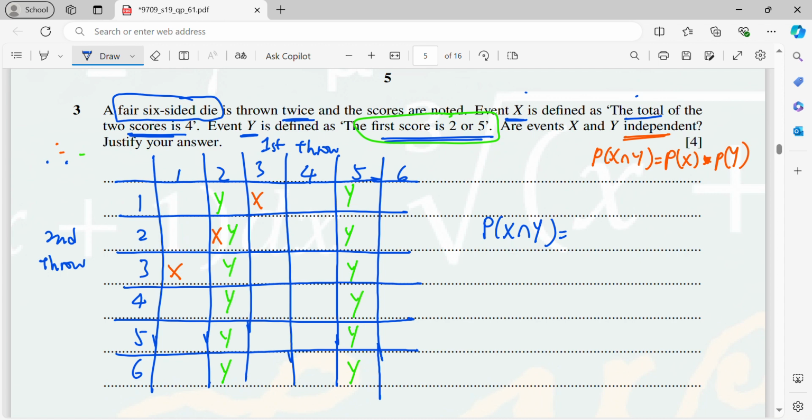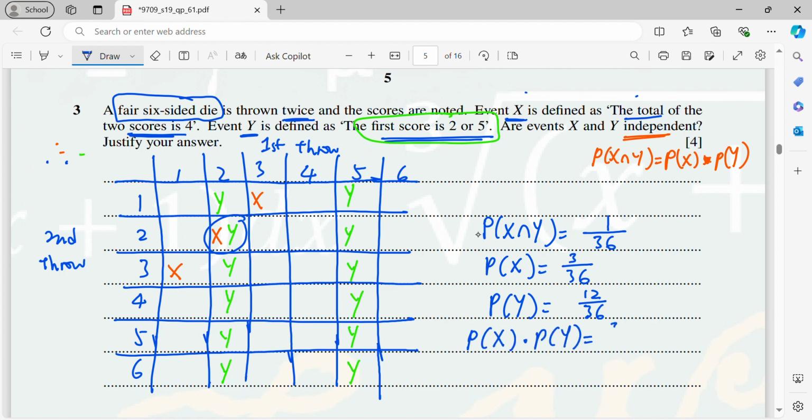Okay, then from here, I will say that my P(X intersect Y). So we know that a fair die has 6 faces and it is thrown 2 times. So the total outcomes is 36, because 6 times 6 is 36. And now X intersect with Y is just 1. Okay, then P(X), it will be just 3. So therefore the probability is 3 over 36. And then P(Y), obviously, you just count how many Y. There will be 12 over 36. So now I calculate the multiplication. P(X) times P(Y).